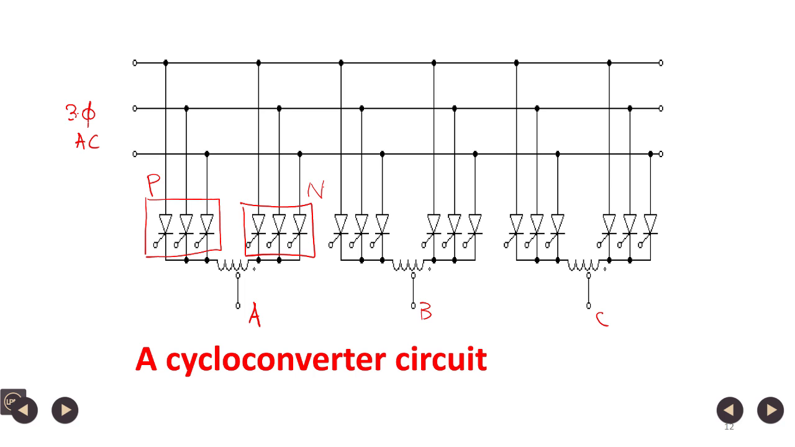Positive and negative groups are identical, only connected like this. Both the positive and negative group can be a 3-phase half wave converter or a 3-phase full wave bridge converter, or even a 12 pulse converter or 36 pulse converter. Accordingly harmonic content will reduce but the number of switches will go on increasing. But it is used for high power load.